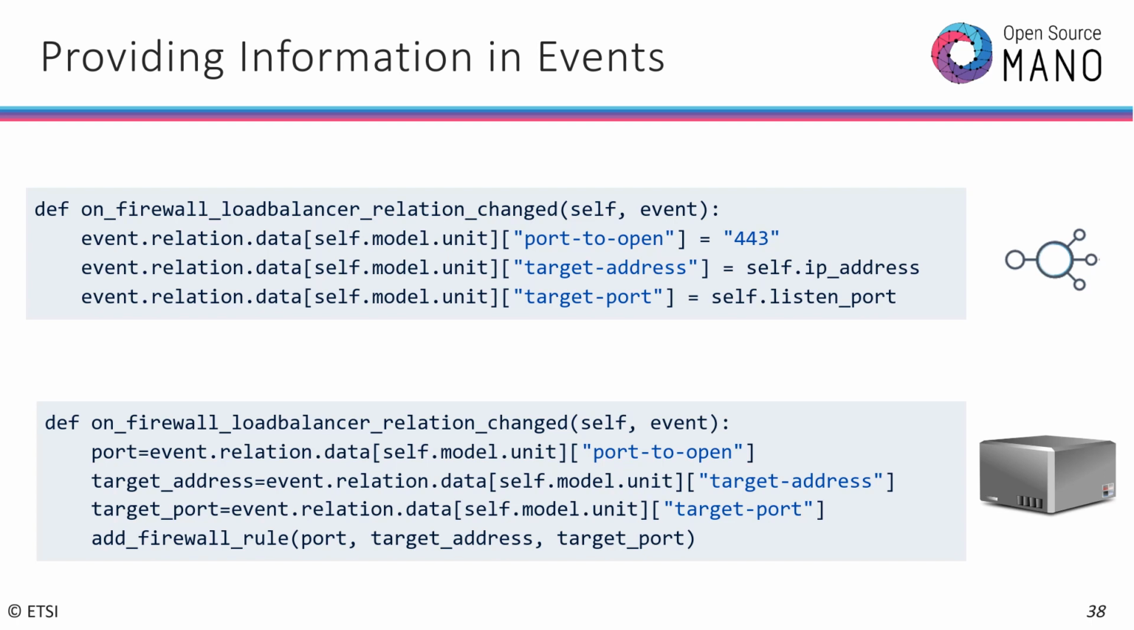Then over on the firewall side, the PNF execution environment will have the same method called, but the event is going to contain the data that was sent by the load balancer. So in here we can see, well, we're going to pull out the port, target address, and the target port from the data that was sent to us by the load balancer. And then we're going to call an internal function to go ahead and add that as a firewall rule.